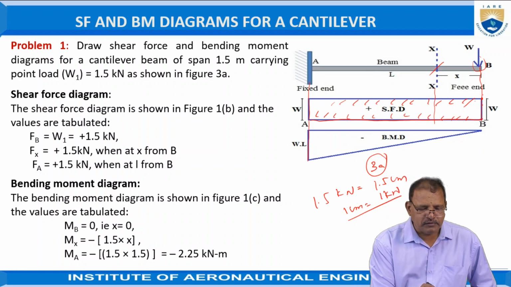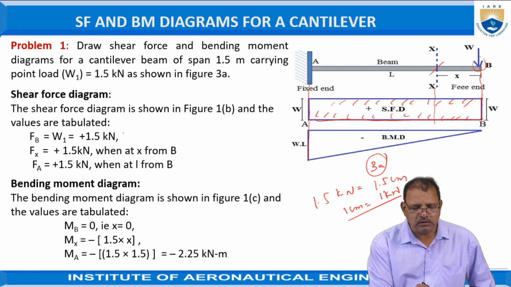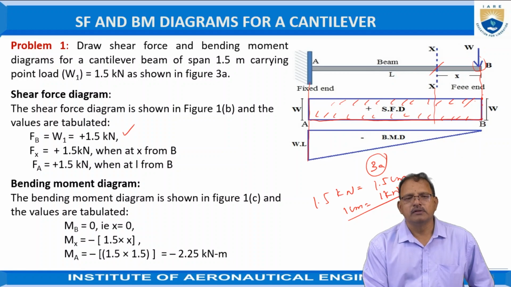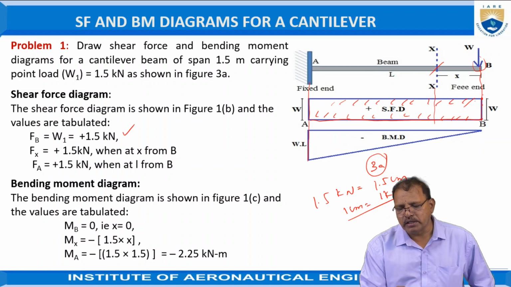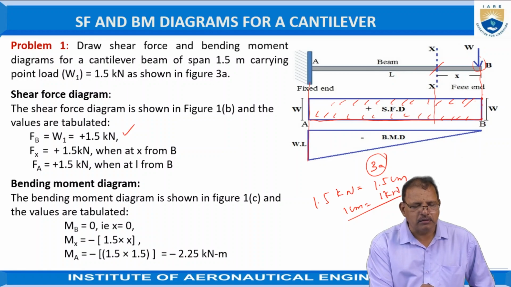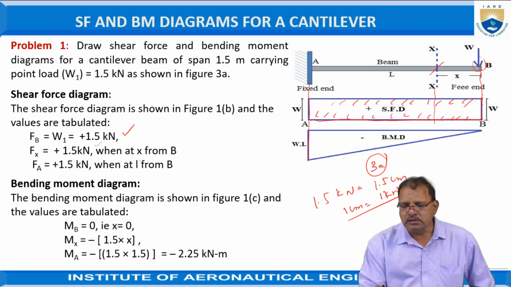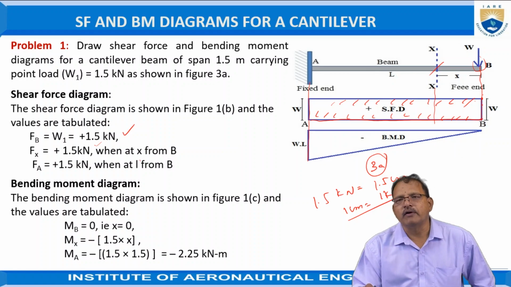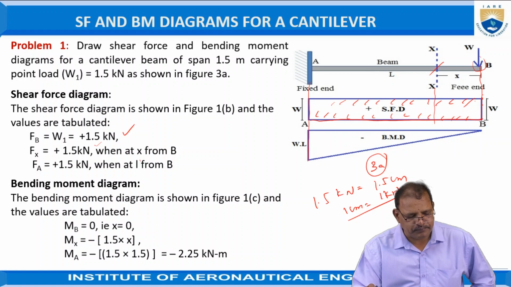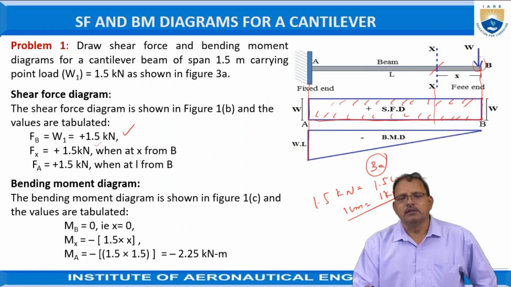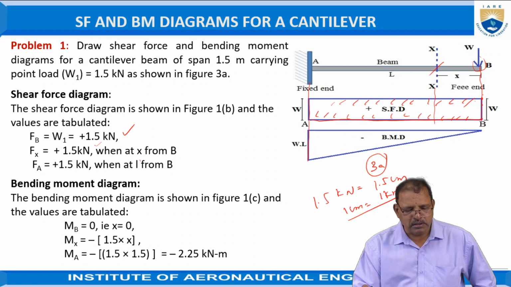So, the shear force at B is equal to 1.5 kilonewtons. The shear force is again positive because it is acting downward. At X it is again 1.5 kilonewtons. At A it is equal to 1.5 kilonewtons, so it is in the form of a rectangle as shown in the figure. Now the bending moment diagram is shown in the figure.